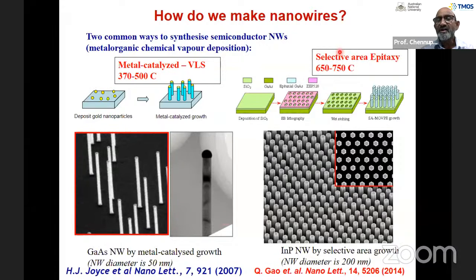The second technique which we use is selective epitaxy. In this case, we don't use any metal nanoparticles. We deposit some silicon dioxide by PECVD process, then put some photoresist and do electron beam lithography, and try to create holes. We transfer those holes through the silicon dioxide so that you can expose indium phosphide in this particular case. And then we put it into the MOCVD reactor and heat it to somewhere between 650 to 750 degrees Celsius.